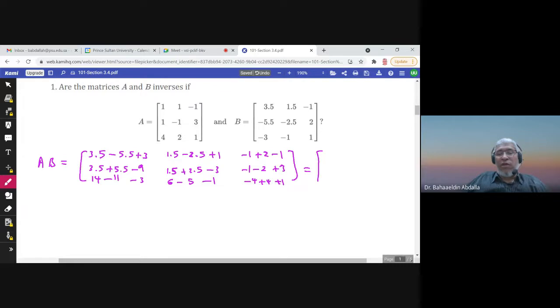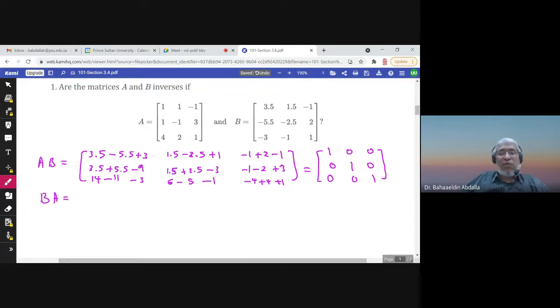And now let us add and see the result. So this is 6.5 minus 5.5, that's 1. Here, 0. Here, 0. This is 9 minus 9, 0. This is 4 minus 3, 1. This is 0. 14 minus 3, 11 minus 11, 0. 1 minus 1, 0. 1. Is it? Yeah, it is the identity matrix.